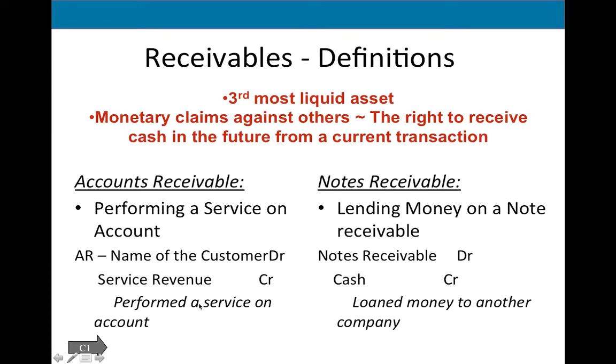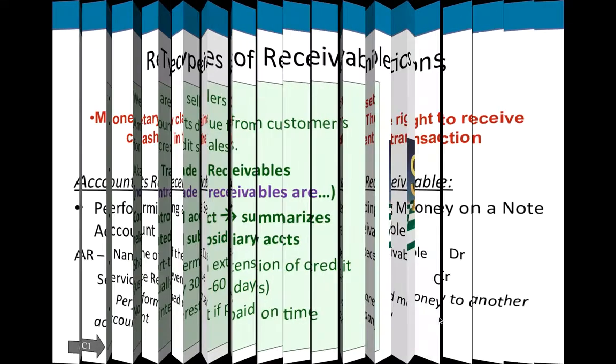For notes receivable, there are many different types of transaction. This is one of the popular ones when we lend money. Imagine you're a bank and you're giving a loan out. To a bank, it's a note receivable debit, and you give out cash. You loan money to another company or another party.